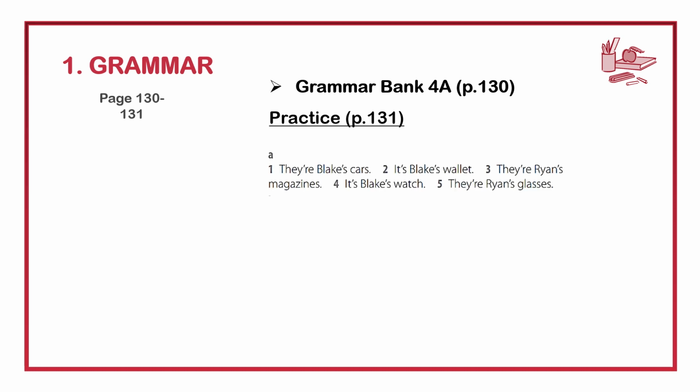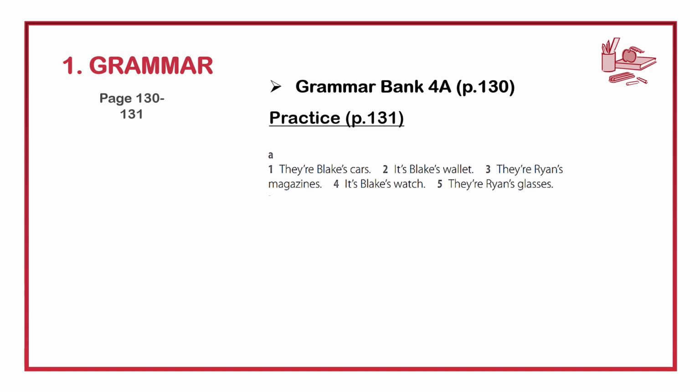Let's check. Number 1, whose cars are these? They're Blake's cars. Because cars is a plural word, we need to start with they're, not it is. Number 2, whose wallet is this? It's Blake's wallet. Be careful that it's is it is. So this apostrophe S is not possessive S. Number 3, whose magazines are these? They're Ryan's magazines. 4, whose watch is this? It's Blake's watch. And 5, whose glasses are these? They're Ryan's glasses.